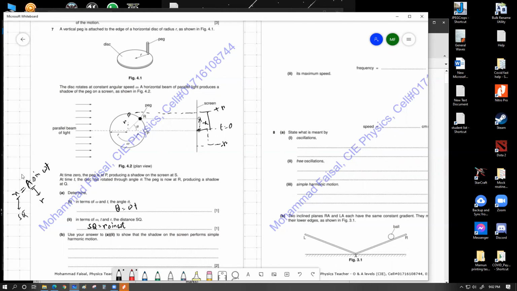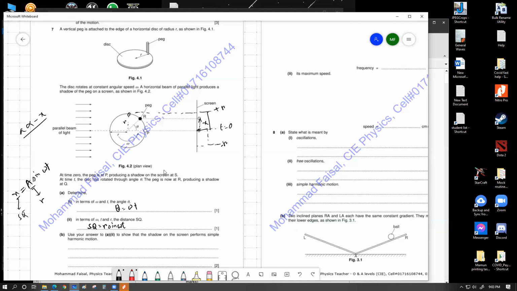And then question B says, use your answer to A2 to show that the shadow on the screen performs simple harmonic motion. Now, the simple way to prove any motion is simple harmonic motion is to somehow be able to represent that the acceleration of the object is negatively proportional to displacement, a proportional to minus x. If you can somehow come up to this expression, you would know that the motion is simple harmonic motion.